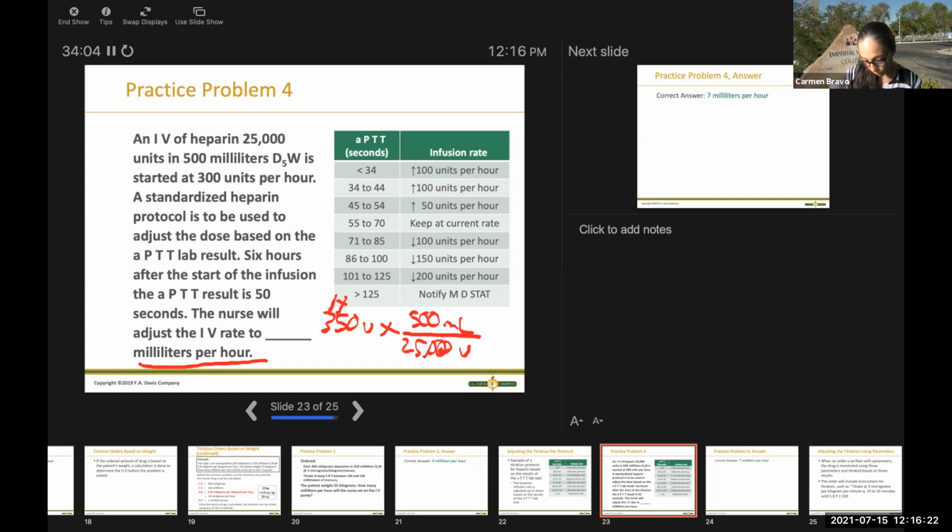So once we work this out, I don't know if you guys are working on it already, but this is 350 per how much per hour? So all I have to do here is cancel to get mL per hour. So when we multiply the 350 by the 500 and divide it by the 2500, my answer is going to be 7 mLs per hour.